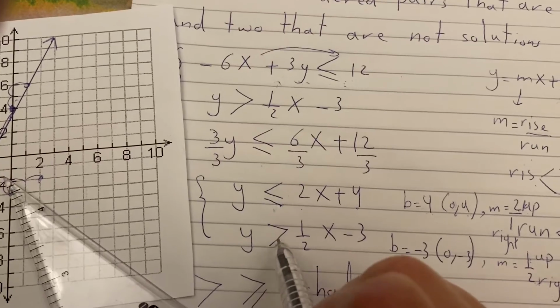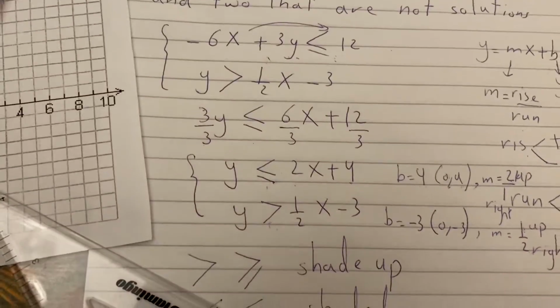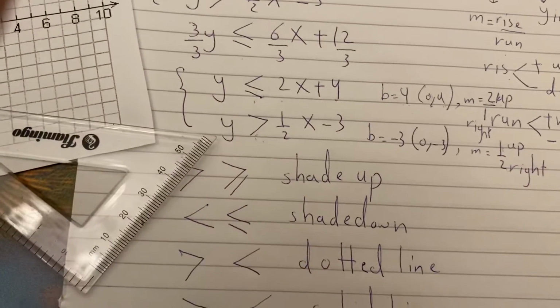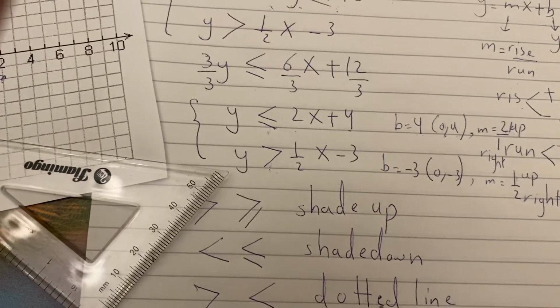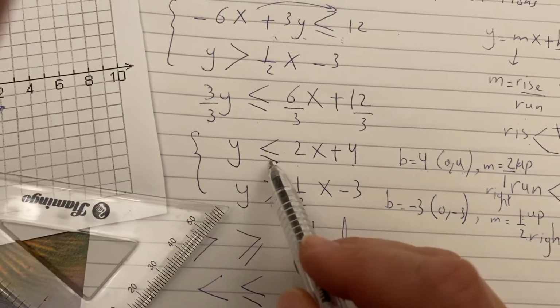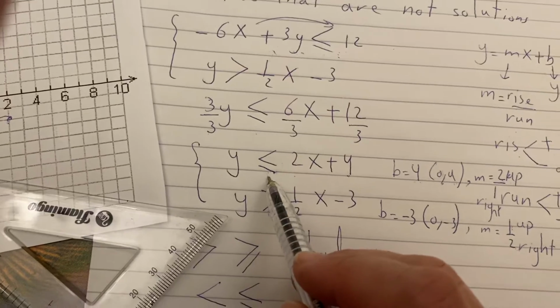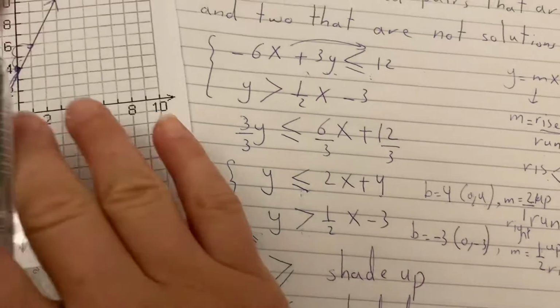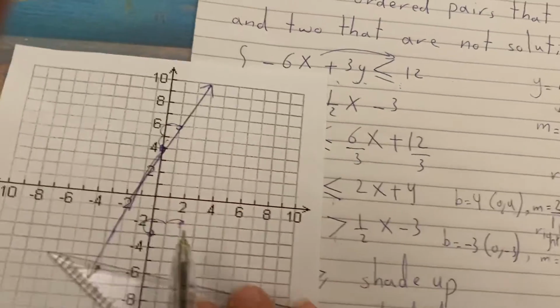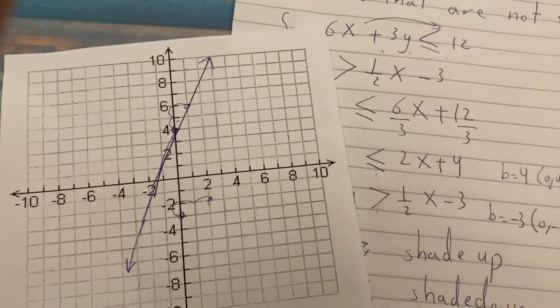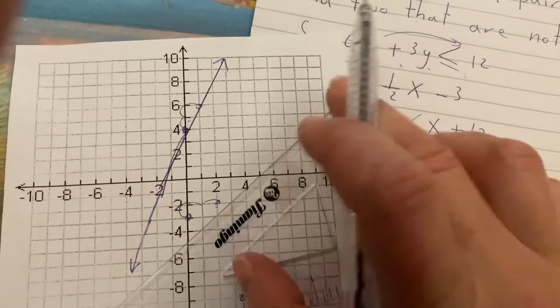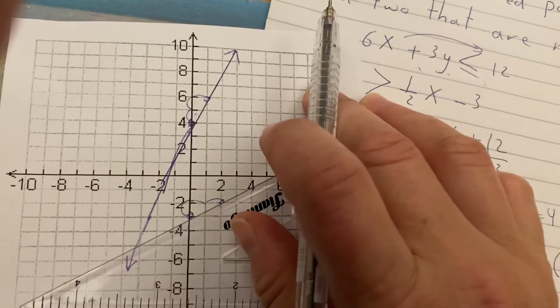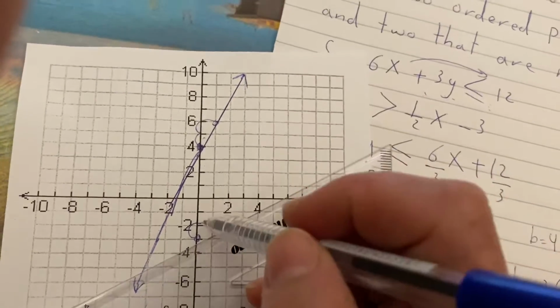But this one should be a dotted line. Why? Because, as we said before, this greater than is a dotted line, but this one is a solid line. So the first one I graphed as a solid line, but the second one I will graph as a dotted line. I will start by putting my M and B. I put them. Now I have to connect them together, but take care, your line should be a dotted line like this.